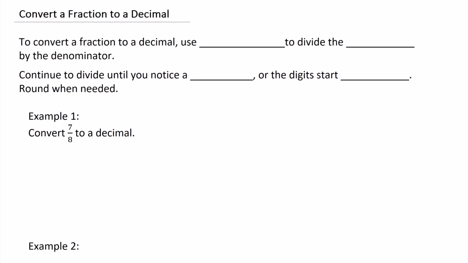In this video, we're going to work through converting a fraction to a decimal. And there's a very specific process we go through when we do this conversion. To convert a fraction to a decimal, we use long division to divide the numerator by the denominator.